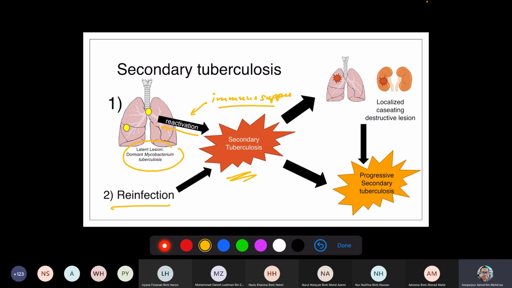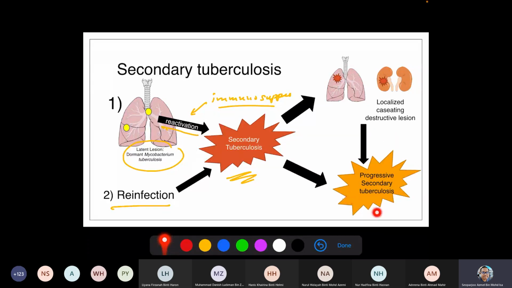So in this case, there can be two consequences. Either number one, it can go up here and cause localized caseating destructive lesions. So it is just localized within the lung, and it causes destruction in the lung parenchyma, destruction of the lung tissue, and sometimes adjacent tissue.